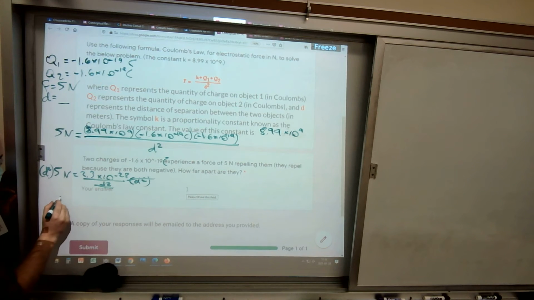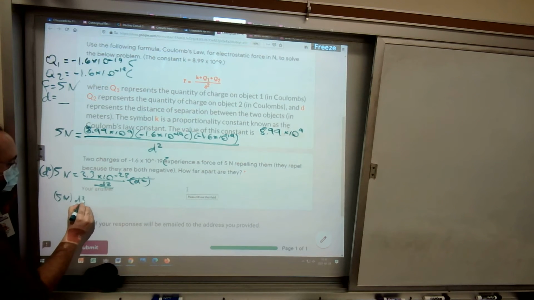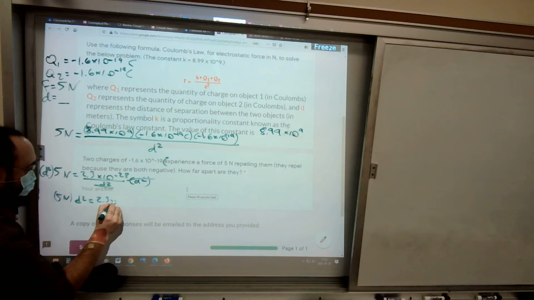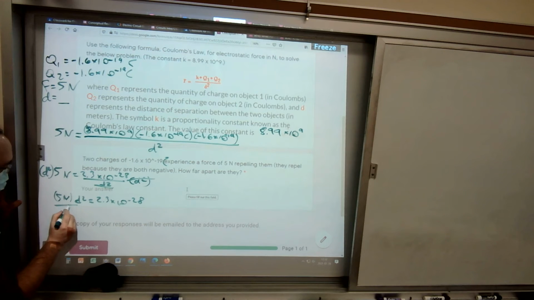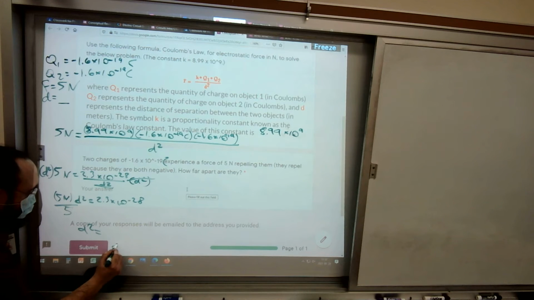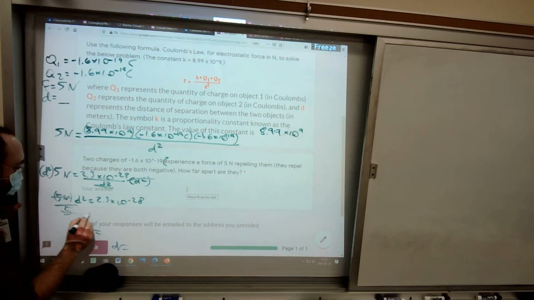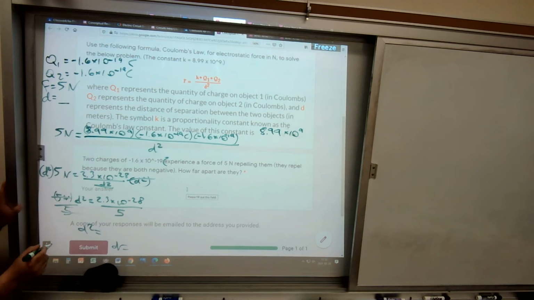Those cancel, so now we've got 5 newtons times d squared equals that 2.3 times 10 to the negative 28. From here, we need to divide both sides by 5 because it says d squared times 5, and we want to say d squared equals and then d equals. So those cancel. I divide those by 5. Whatever you get there, you put it down there and then square root it, and you'll get the answer. But I just wanted to show you the process here because I know some people have trouble remembering when it's in the denominator. That's the hardest part of this algebra stuff that we do, in my opinion. It's when something's in the denominator.